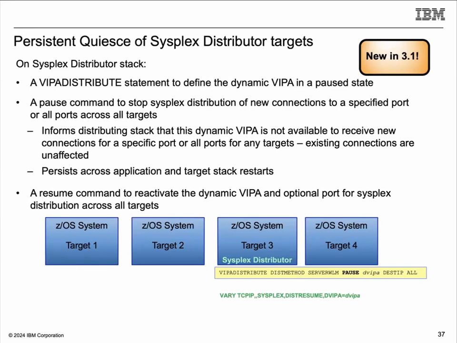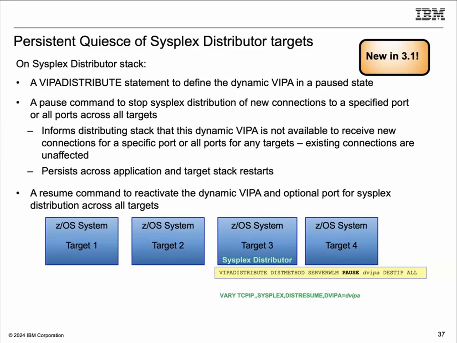So by using this persistent quiesce of Sysplex distributor targets, even though they come up, you control when you want to have work start getting distributed to them. And it persists across IPLs, et cetera, with this new statement as well. So that's one of the main use cases for this. There are others as well.